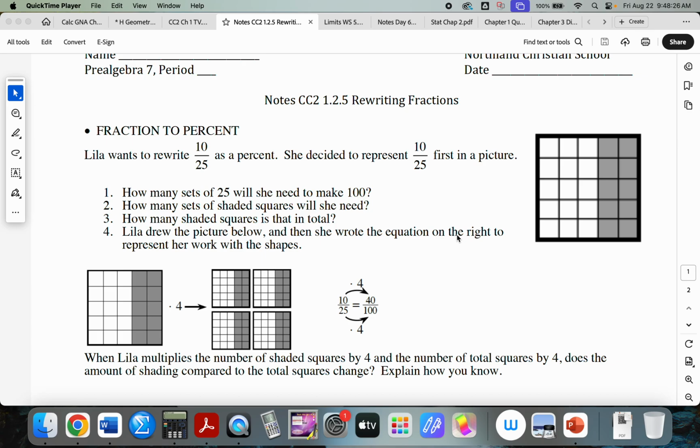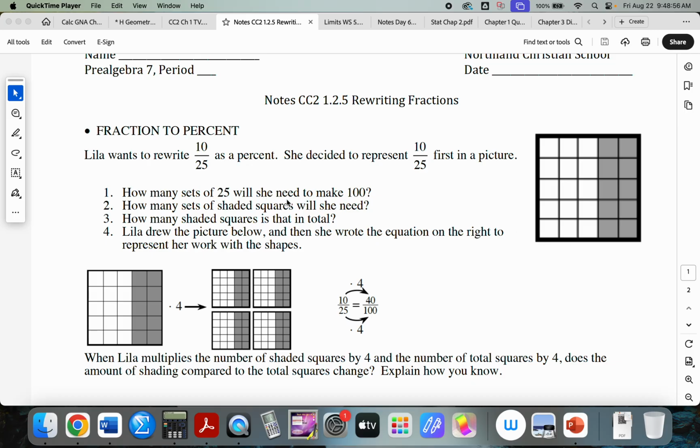So we're going to go on with talking about fractions today. In this first part, we're talking about changing from a fraction to a percent. Lila wants to rewrite 10/25 as a percent. She decided to represent 10 over 25 in the first picture. She made a square with 25 smaller squares and shaded 10 of them. That's 10/25.